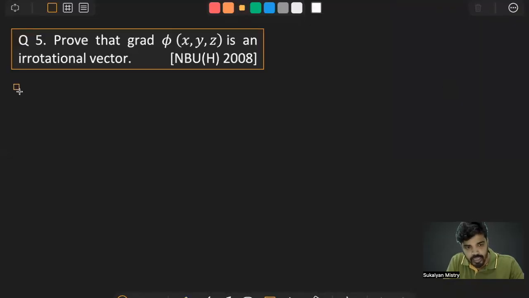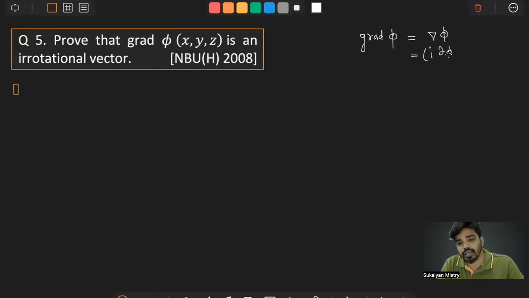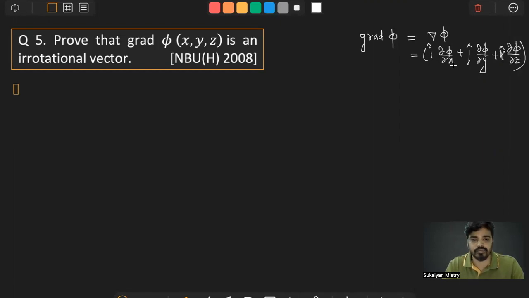Now we consider next example. Prove that grad phi, that is gradient of phi, is an irrotational vector. So grad phi is a scalar function. Okay. So what is grad phi? Grad phi, that is gradient phi. So this is del phi. So del phi means i del phi del x plus j del phi del y plus k del phi del z. So we have to show that grad phi is an irrotational vector.